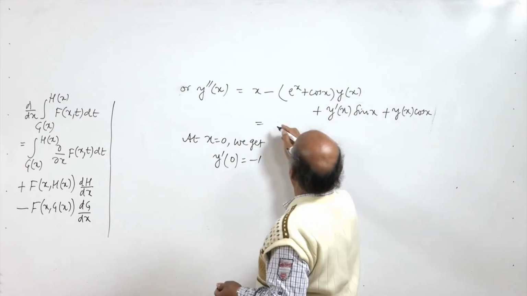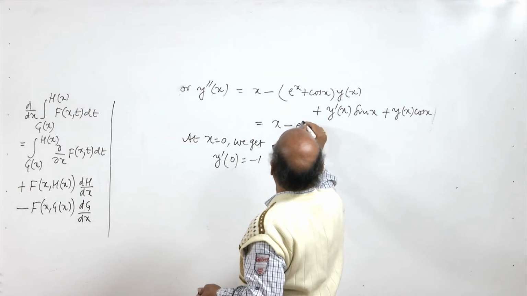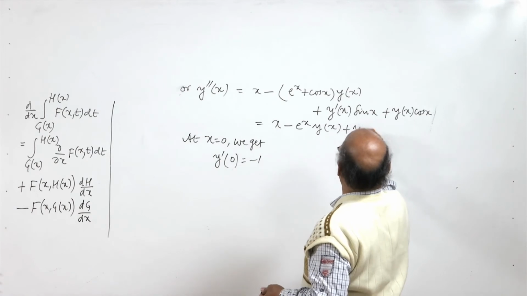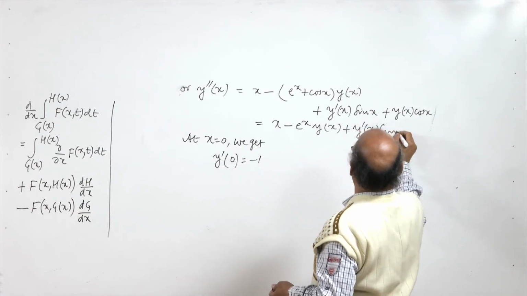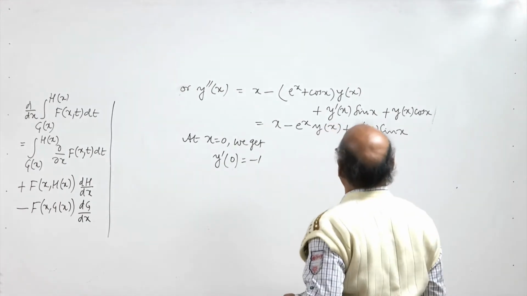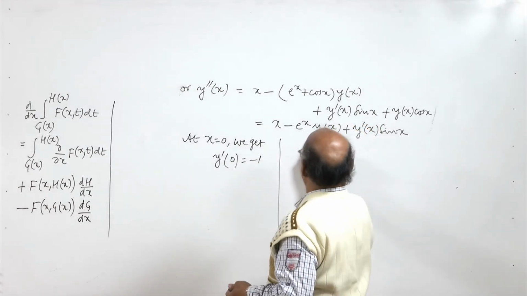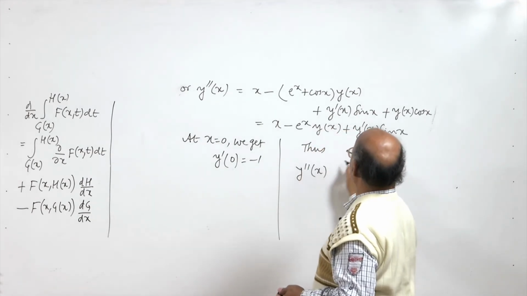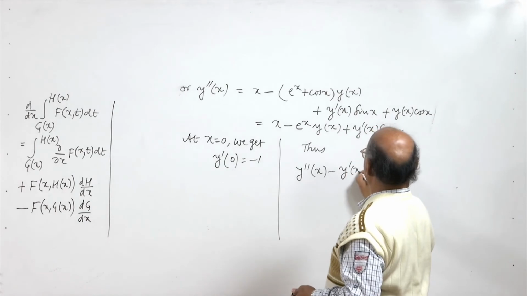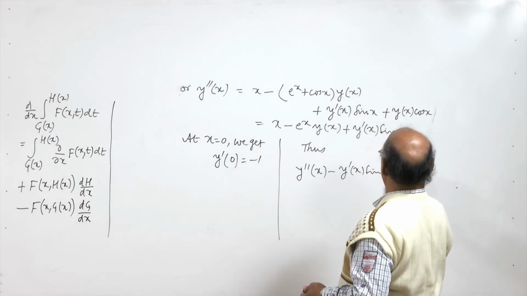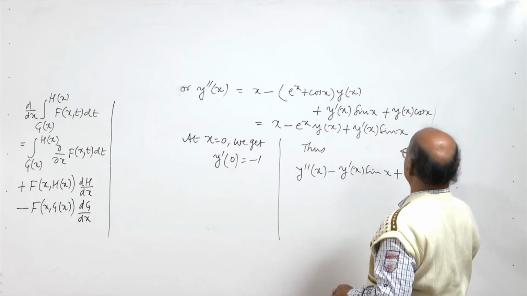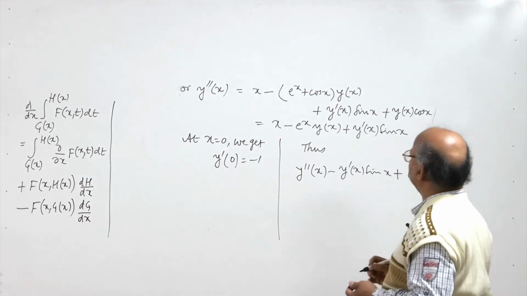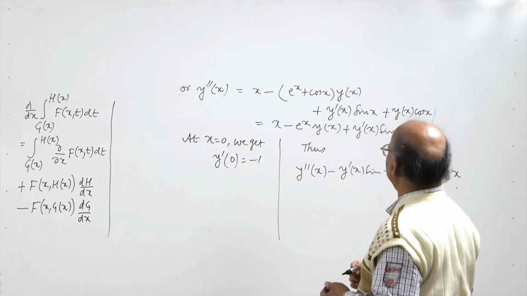This term will cancel and we shall have x minus e to the power x into y x plus y dash x into sin x, or we can write it thus: y double dash x minus y dash x into sin x plus e to the power x into y x equal to x. So, we have got the differential equation back.